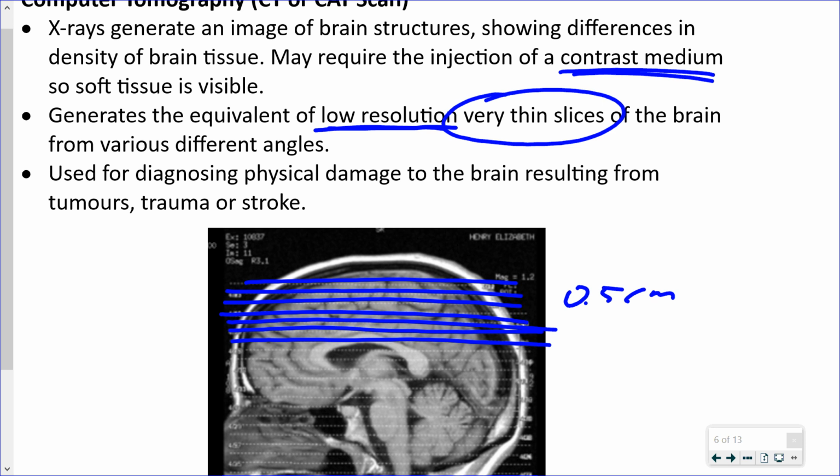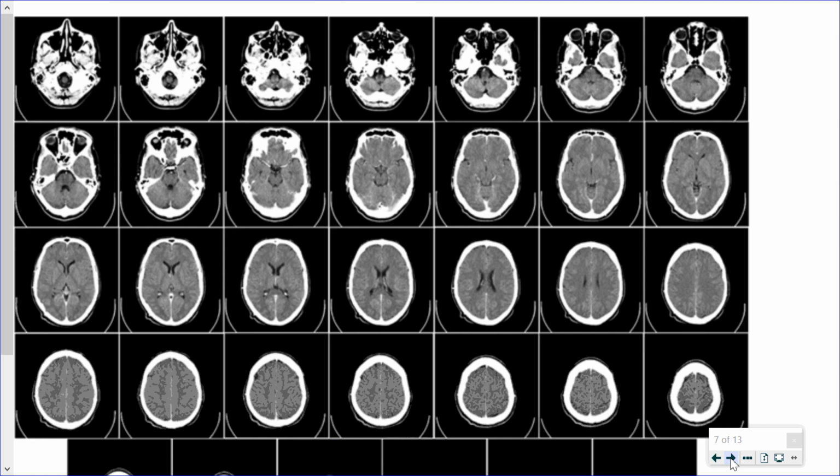So what is it useful for? Well, again, if someone has a tumor, if they were in an accident and they have trauma, injury to the brain, or if they've had a stroke, an interruption in the blood flow to the brain. Interruption in blood flow means no oxygen, no glucose. That region of the brain is going to die, and that's the sort of thing that would show up as physical damage when you're doing a CT scan, or computer tomography.